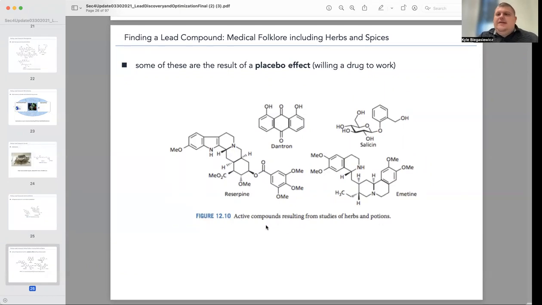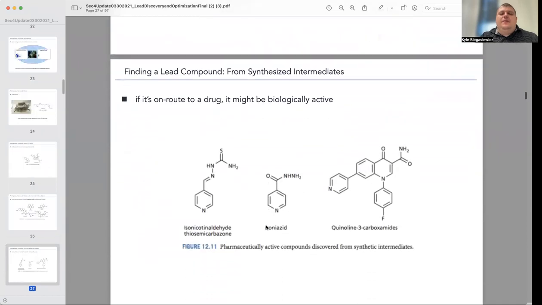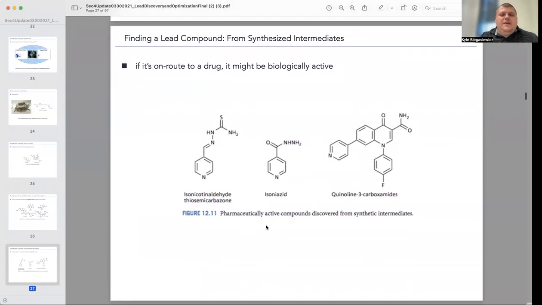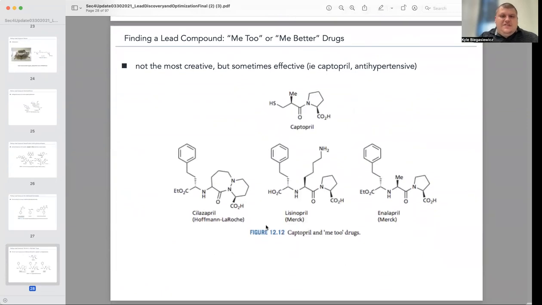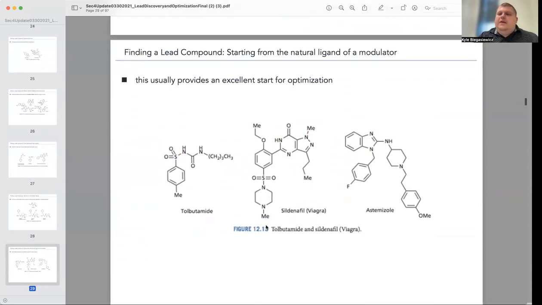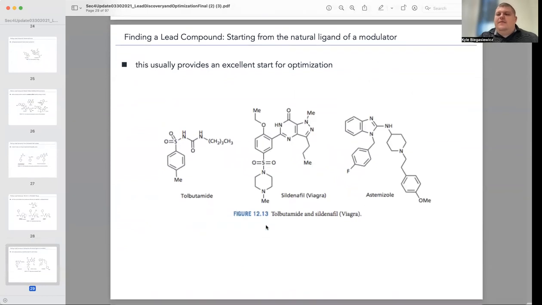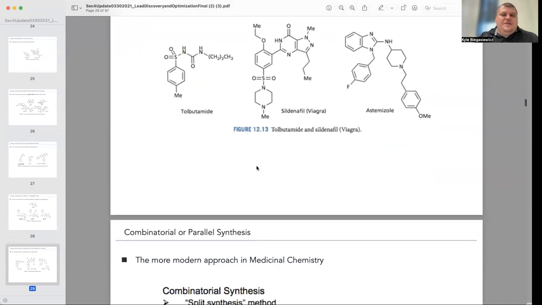Slide 26. Placebo effect, willing a drug to work, I think is worth noting heading into a multiple choice section. Synthesized intermediates absolutely will be on there. 27, definitely a great source of them. Me Too drugs are also another great source. Slide 28. Starting from the natural ligand or modulator, talked about that earlier in this section, is also another important area, so I would know that.